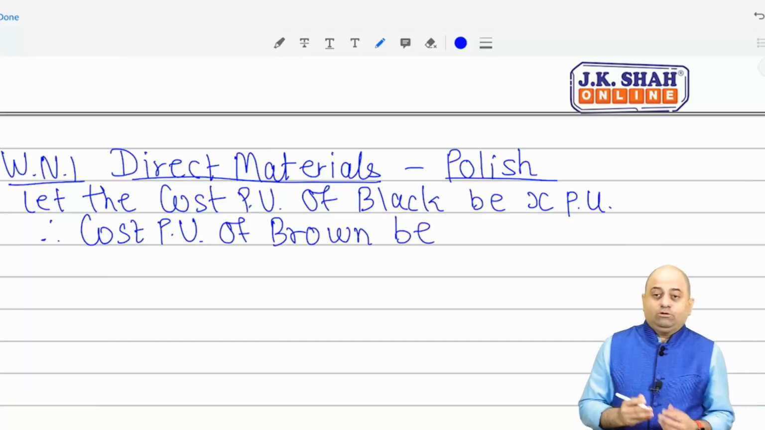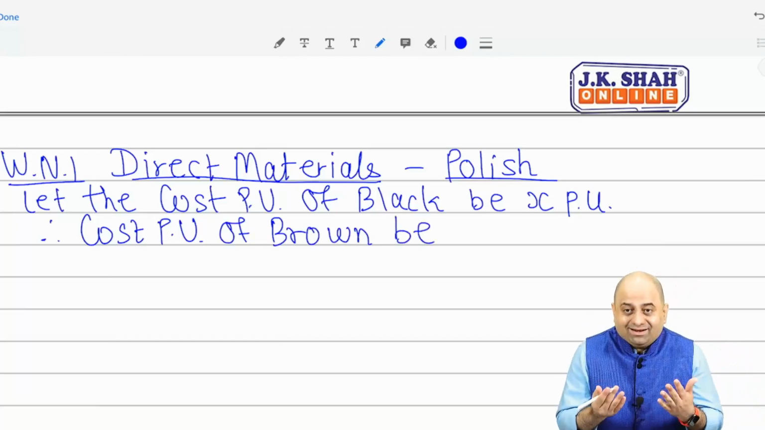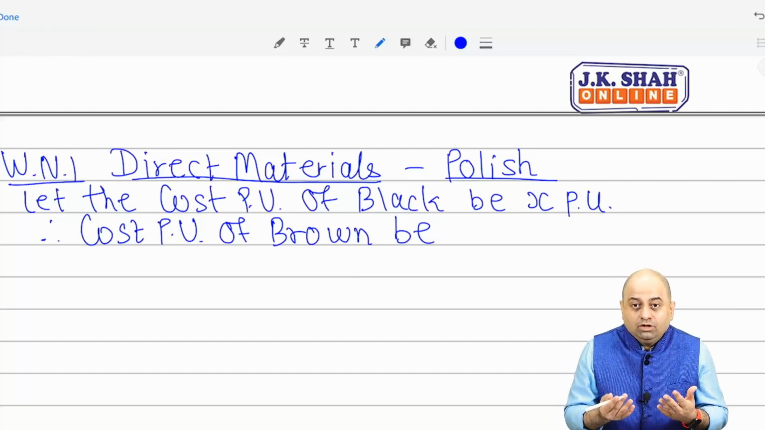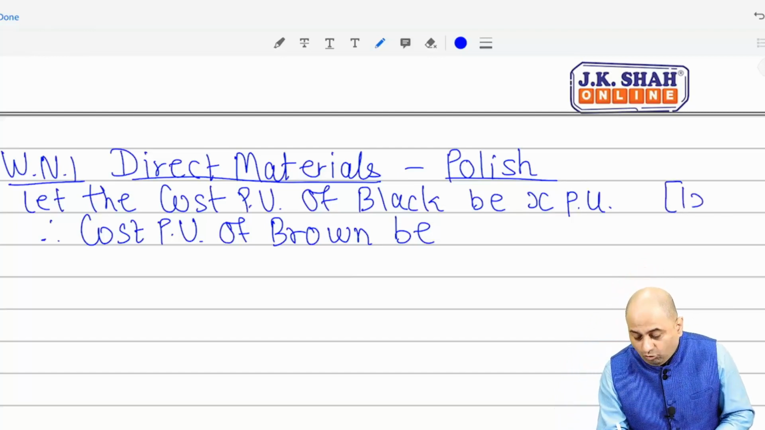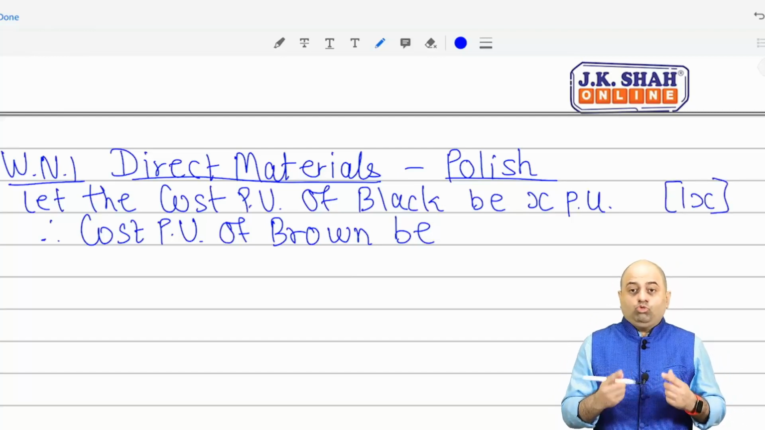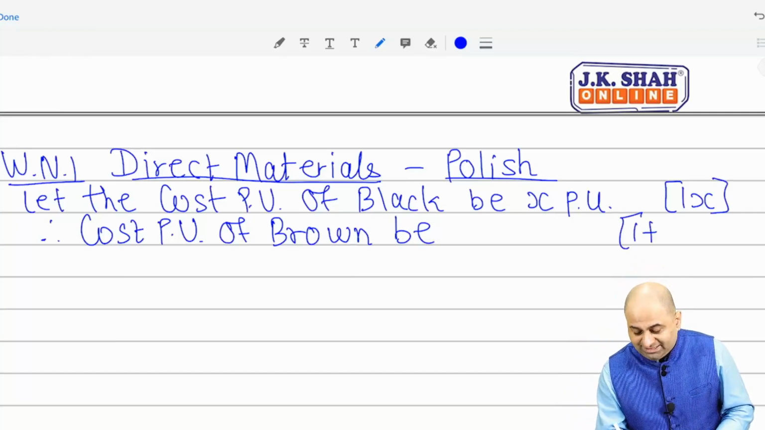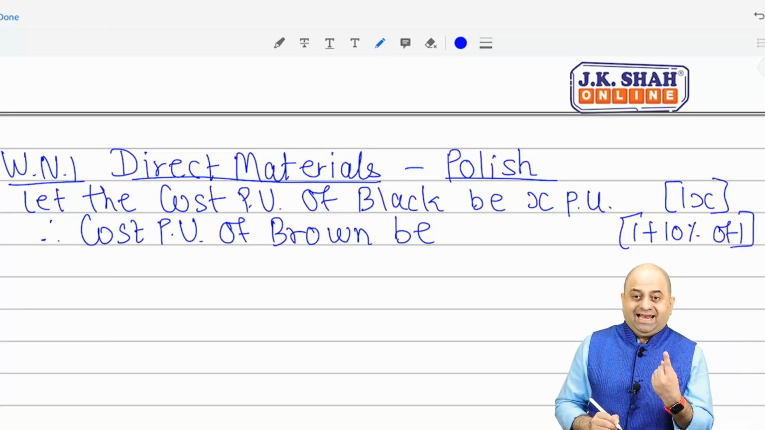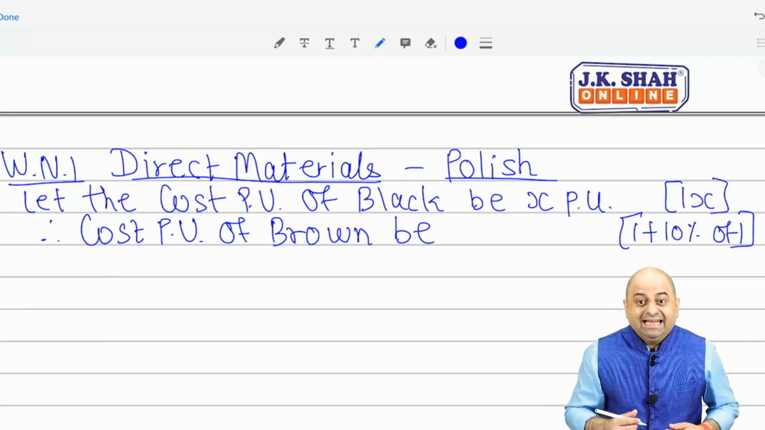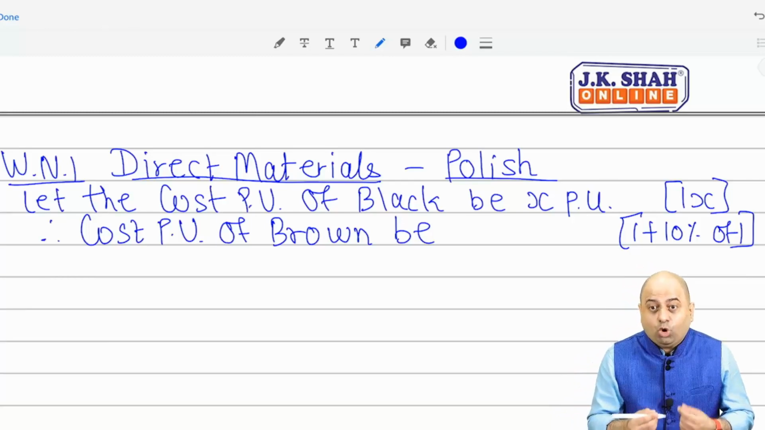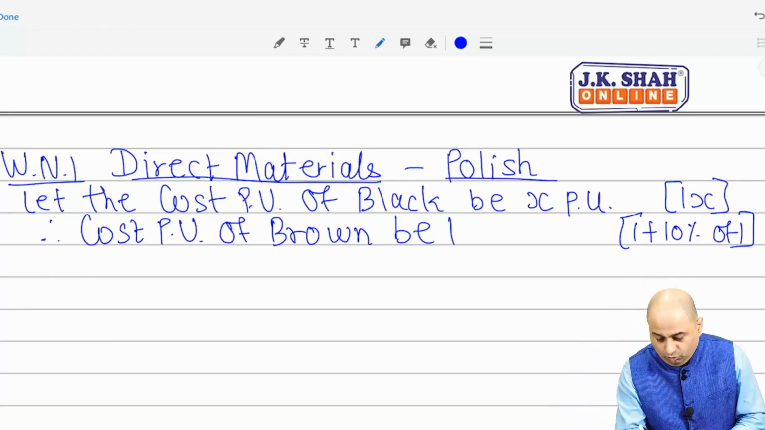Now see, it's 10% higher. I repeat, it's 10% higher. So this X is 1X. Now I want to take 10% higher. So what do I do? 1 plus 10% of 1. Take 1 on your calculator, add 10% of that. It will be 1.10X per unit.